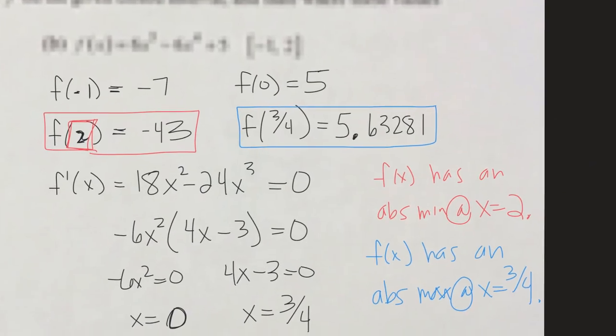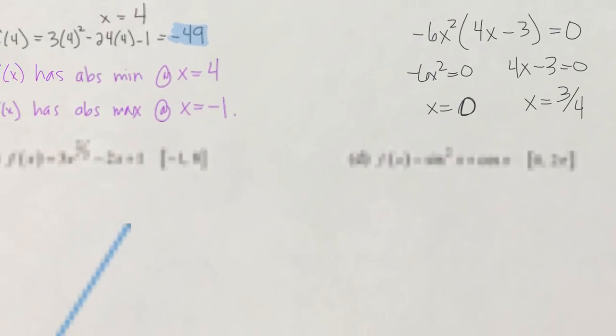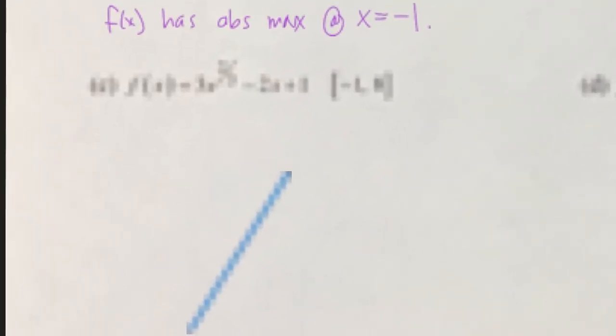So we check the endpoints, and then we take the derivative and figure out where it's either 0 or undefined. We haven't had any undefined values just yet, but give it time. I'm sure there's going to be one soon-ish.